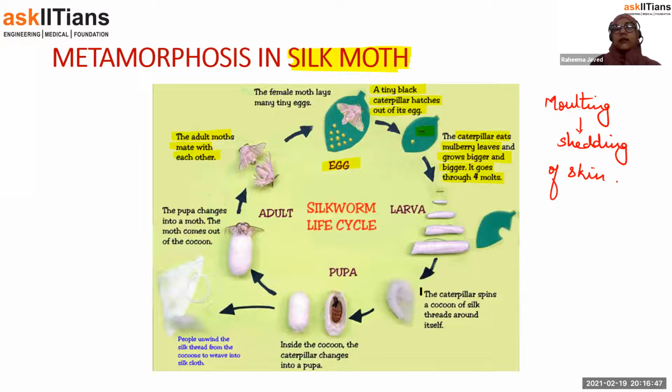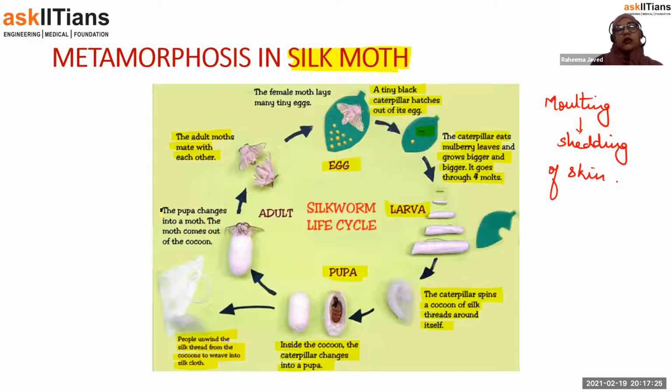Now this caterpillar enters the cocoon stage. It spins a cocoon of silk threads around itself, and that is just its saliva. Inside the cocoon the caterpillar changes into a pupa. So the egg developed into a caterpillar larva, it formed a cocoon, and inside the cocoon the stage is known as pupa. Now people unwind the silk thread from the cocoon to weave into silk cloth. They do so by boiling the cocoons and taking out the silk thread.